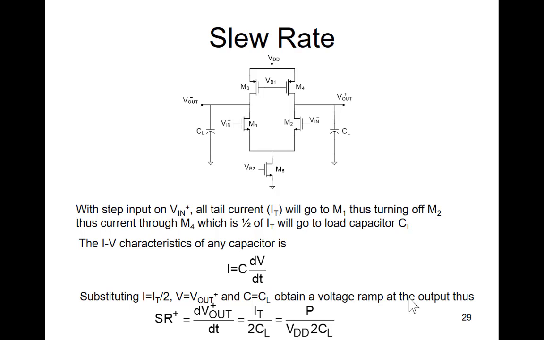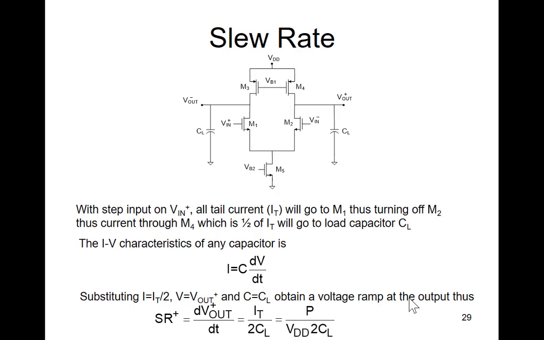If I steer all the current to the left, this transistor will enter cutoff. If this current is all here, so this is the tail current, this tail current will be coming here. And if this is off, half the tail current should be flowing here. This voltage is fixed, VB1. So half the tail current will be flowing here, and that half of the tail current will be flowing into the load. So if I put a step on the input here, I'm going to get I tail over 2 flowing into that capacitor.